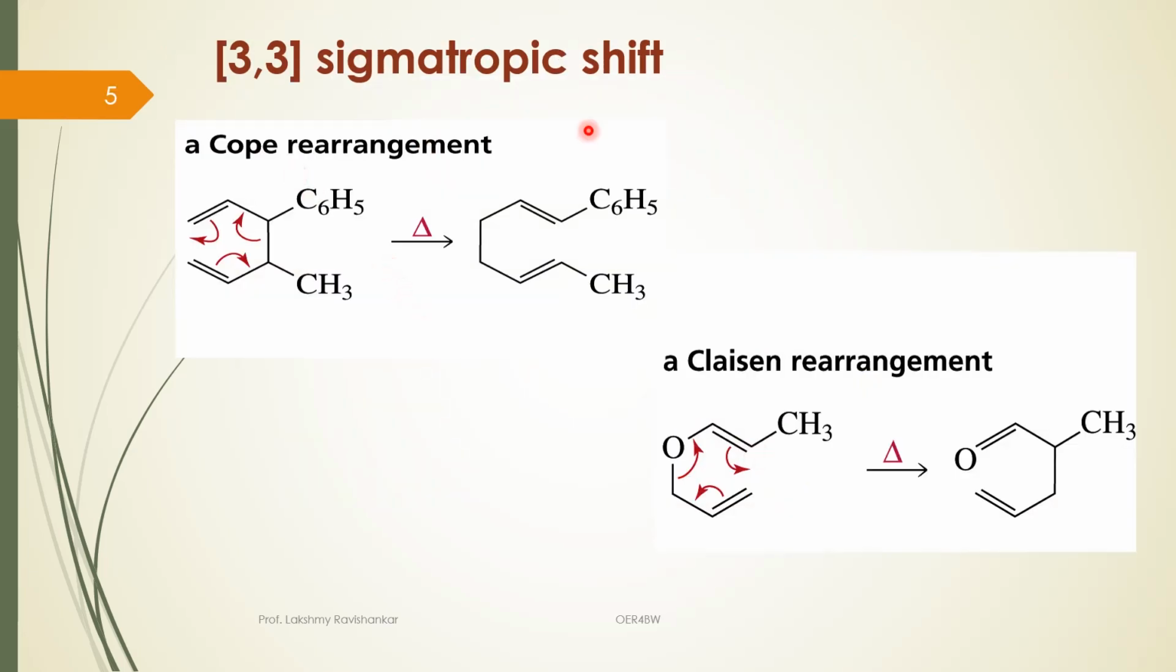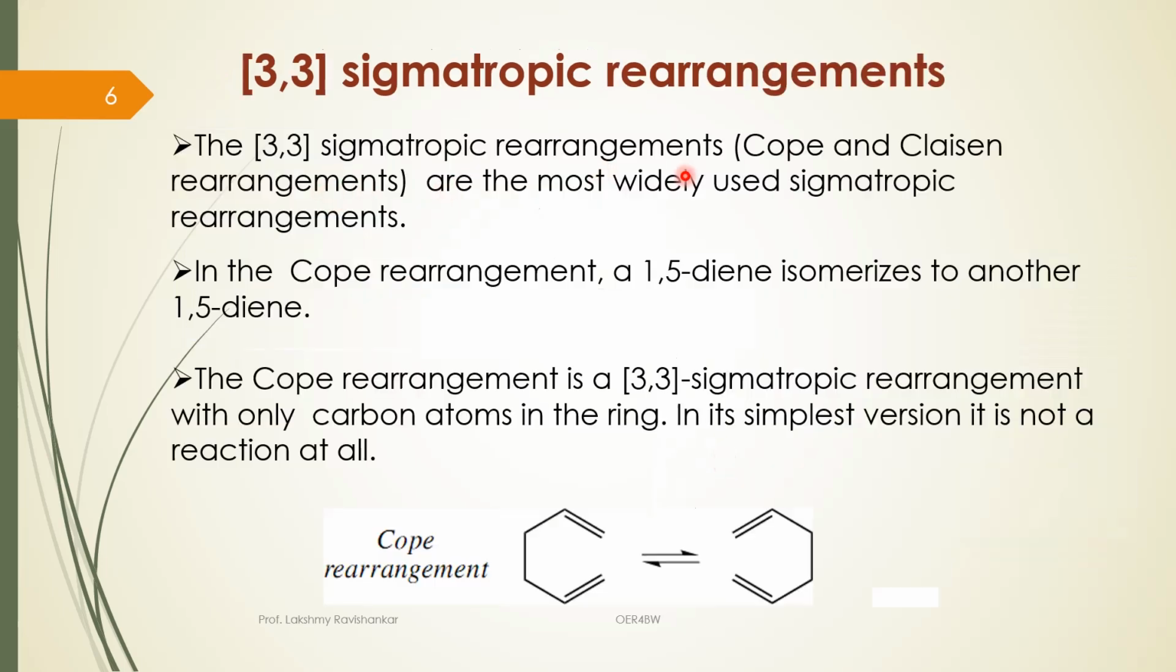So coming back to the Cope rearrangement and Claisen rearrangement, these are classes of 3,3 sigmatropic shift. A Cope rearrangement involves carbon in its framework, whereas a Claisen rearrangement takes place when you have allyl vinyl ethers or allyl phenyl ethers, and more about this we'll be discussing in the next module. The 3,3 sigmatropic rearrangements, be it Cope or Claisen, are the most widely used sigmatropic rearrangements, and in the Cope rearrangement, what happens is a 1,5 diene isomerizes to another 1,5 diene.